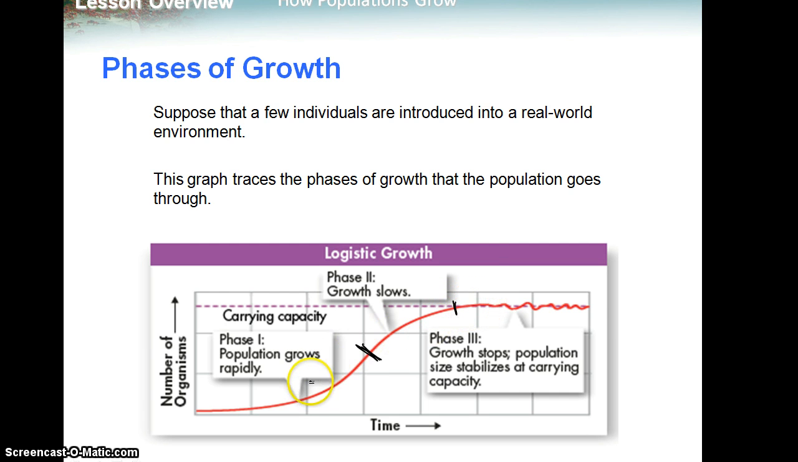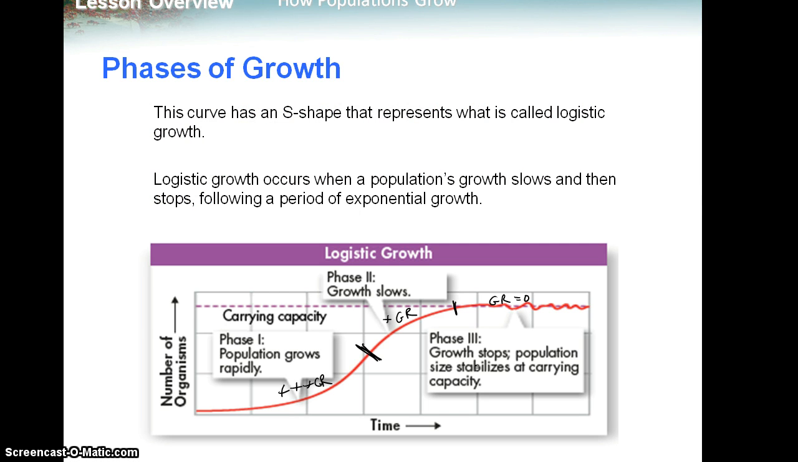So here we have a very high growth rate, positive growth rate. Here our growth rate is still positive. I'll put a couple of pluses here. Here it's still positive, but it's slowing down. And here we have our growth rate equaling approximately 0. This means that the population size is stabilized, and this usually happens at a place called the carrying capacity. This S-shaped curve is called a sigmoidal curve, or S-curve, and this signifies logistic growth. And logistic growth is going to have a population's growth slow, then stop following a period of exponential growth.